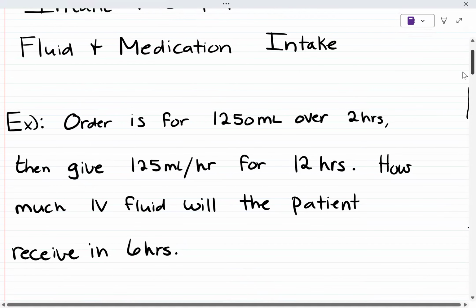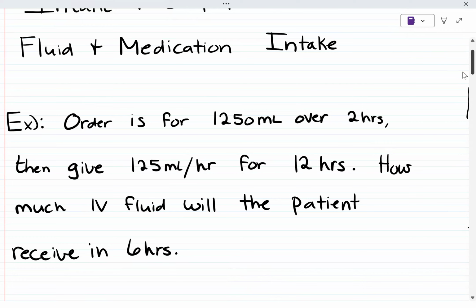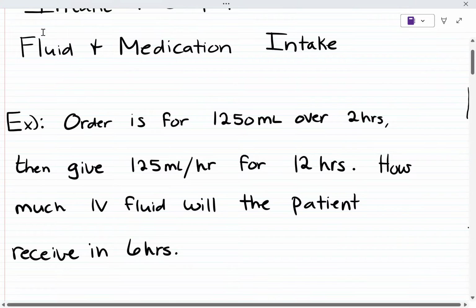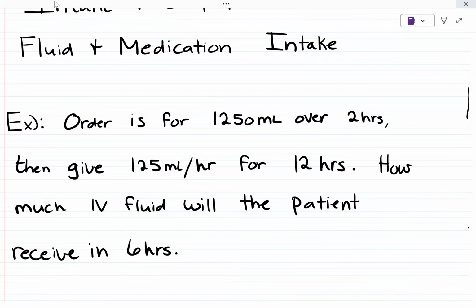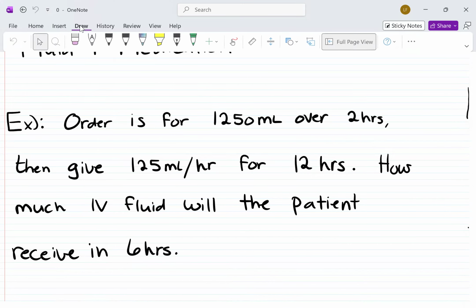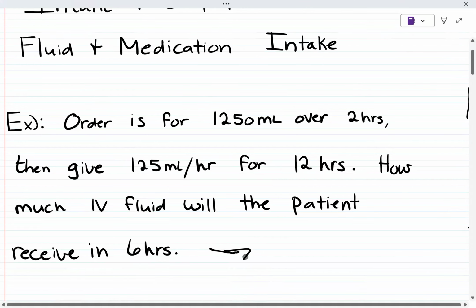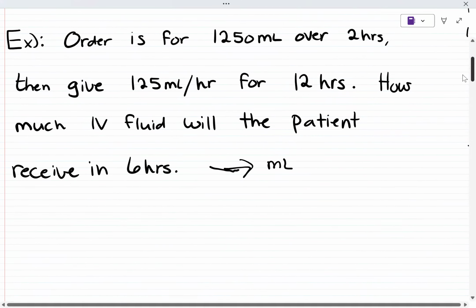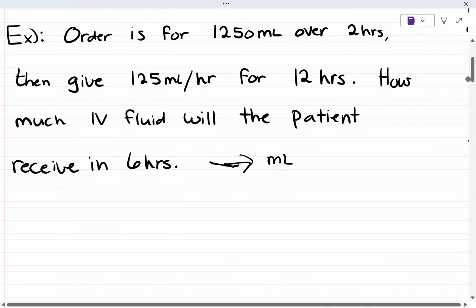Example one says order is for 1250 milliliters over 2 hours, then given 125 milliliters per hour for 12 hours. How much IV fluid will the patient receive in 6 hours? So the key is our final answer has to be in milliliters. Okay, so that's how you know you did it correct. So how do we do this?